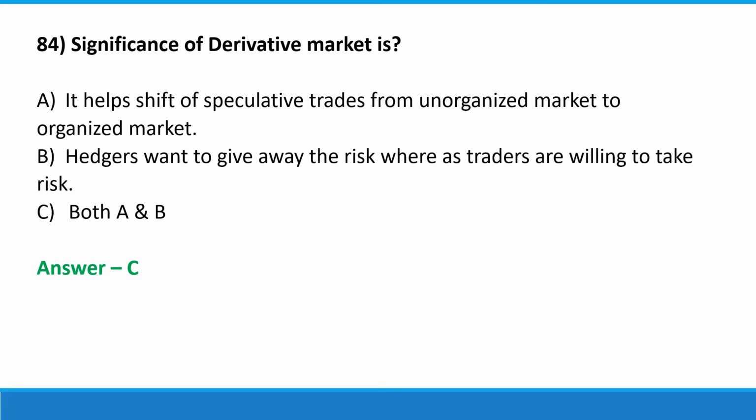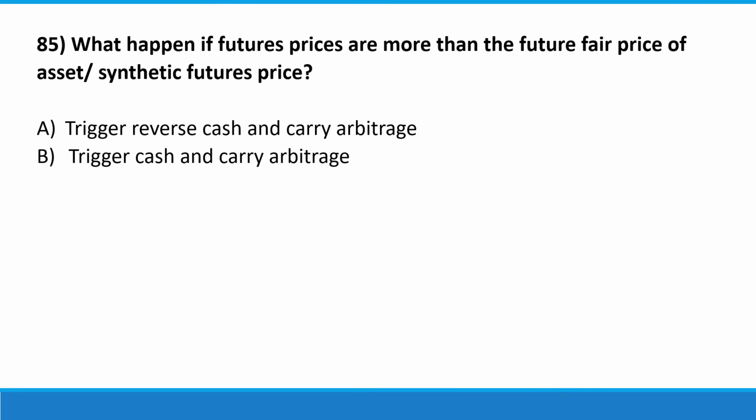Both A and B. What happens if future prices are more than the future fair price of asset or synthetic futures price? Option A, trigger reverse cash and carry arbitrage. Option B, trigger cash and carry arbitrage. The correct answer is option B. Trigger cash and carry arbitrage.